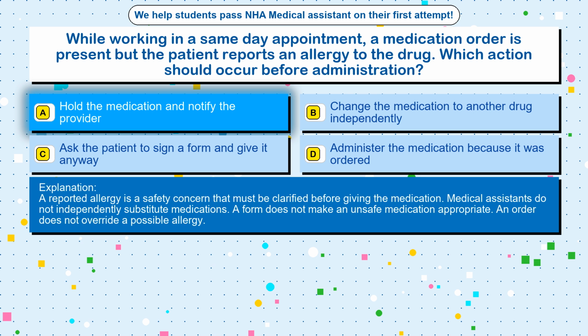A reported allergy is a safety concern that must be clarified before giving the medication. Medical assistants do not independently substitute medications. A form does not make an unsafe medication appropriate. An order does not override a possible allergy.